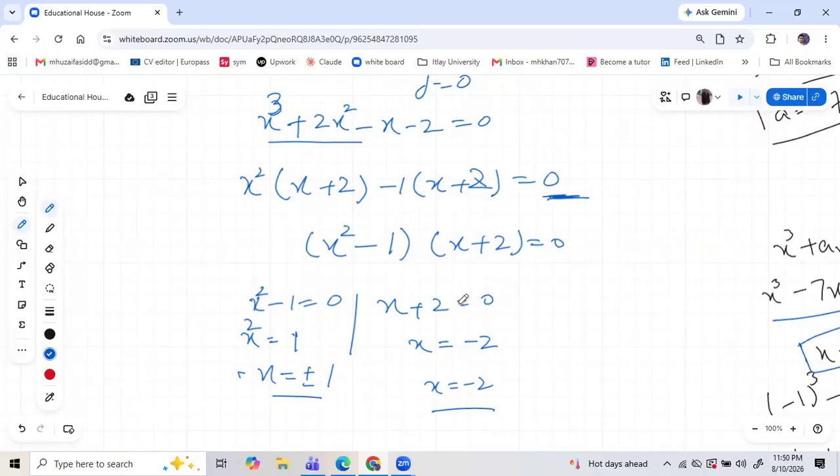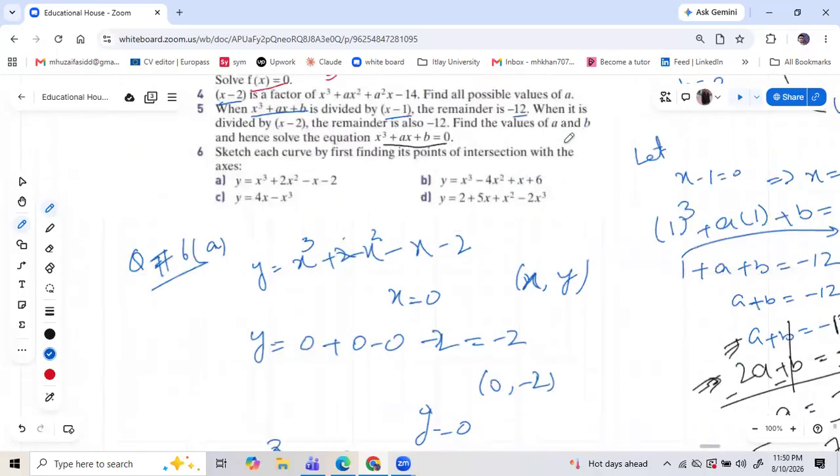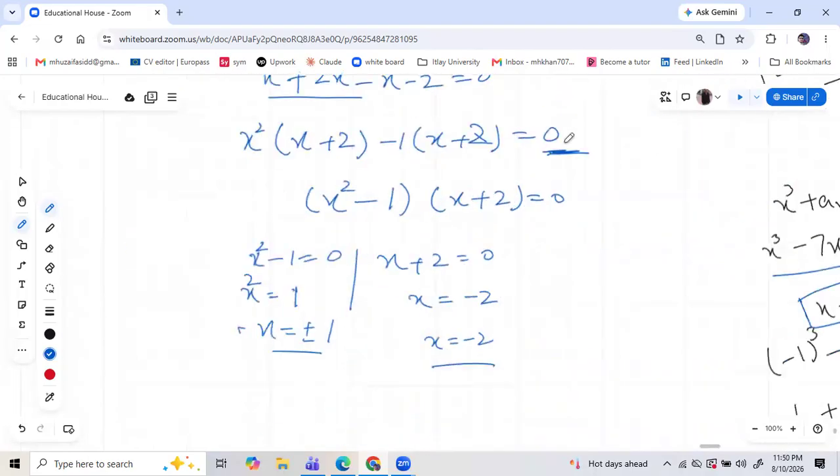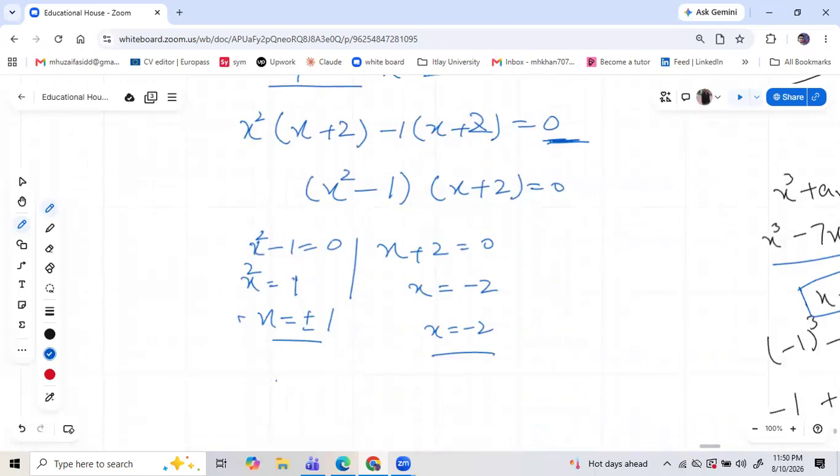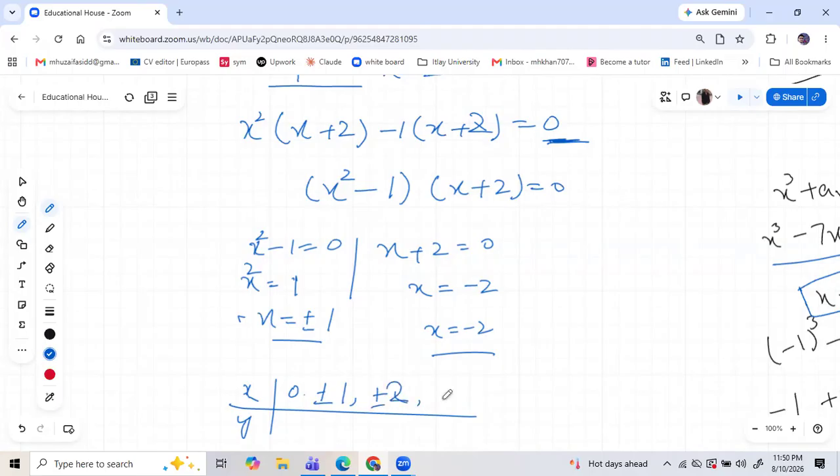And what is our question? Our question was to sketch each curve by first finding its point of intersection with the x-axis. And you already know how we can sketch the graph. This is our x and this is our y. We put 0, also plus minus 1, then plus minus 2, and then plus minus 3 and plus minus 4.